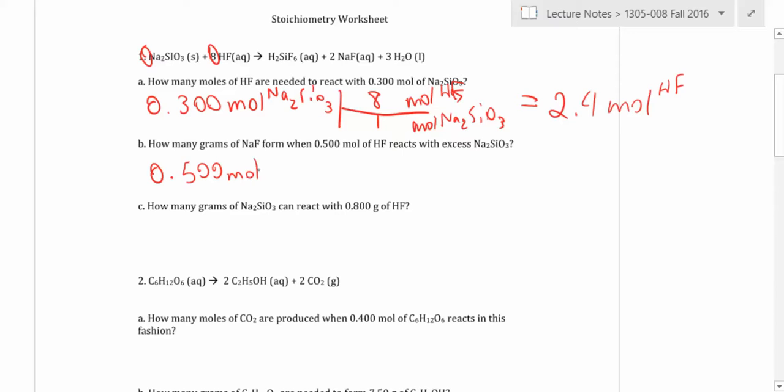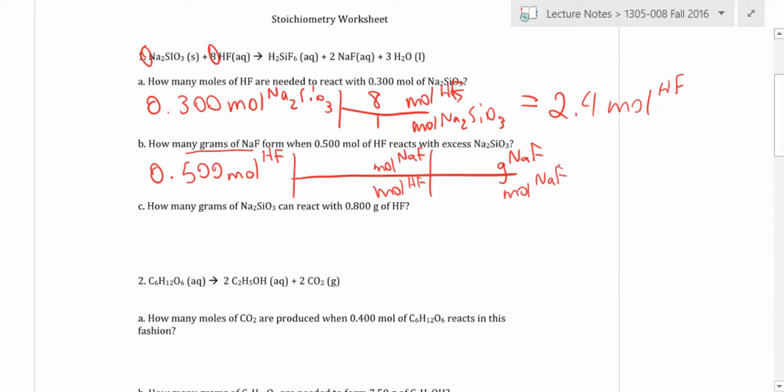0.500 moles of HF is what I start with. I'm going to go to the grams of NaF. So I'm going to first go from the moles of HF to the moles of NaF to the grams of NaF. Drop my units, moles of HF, moles of NaF. Grams of moles, moles are 1. The grams of NaF were what? How many grams for NaF? Say it again. 42. Okay.